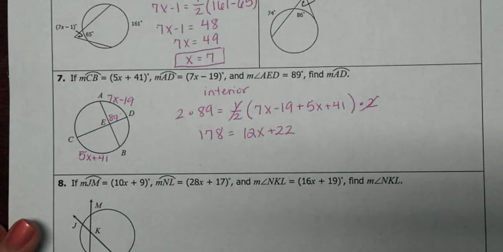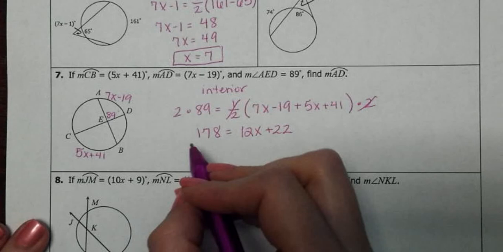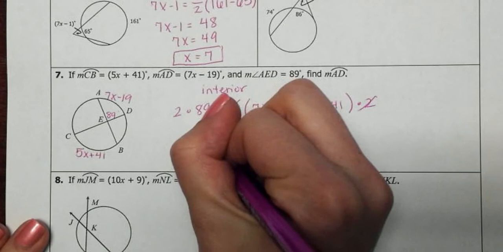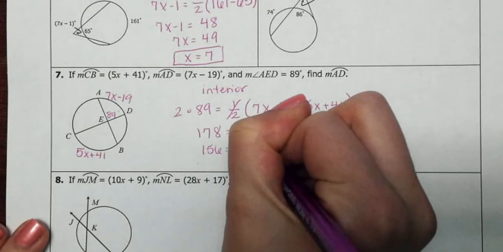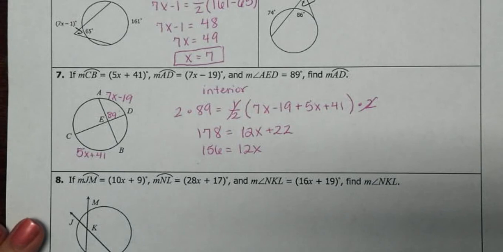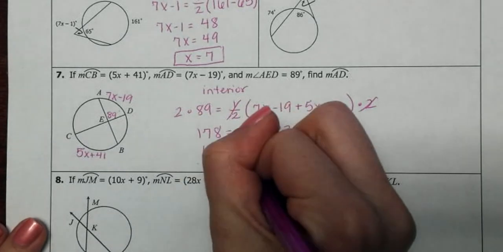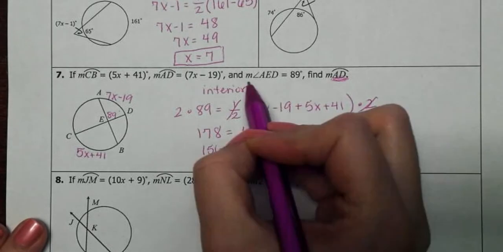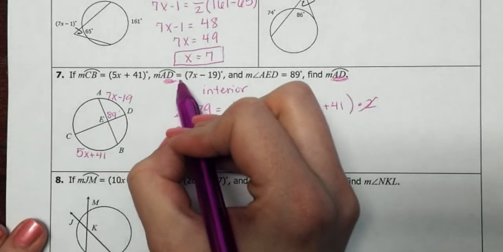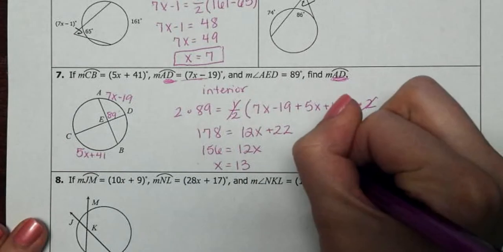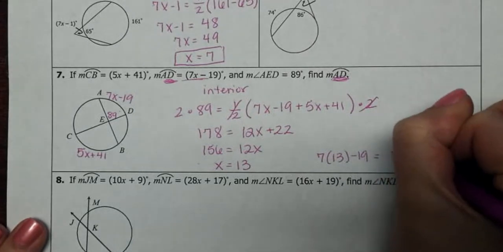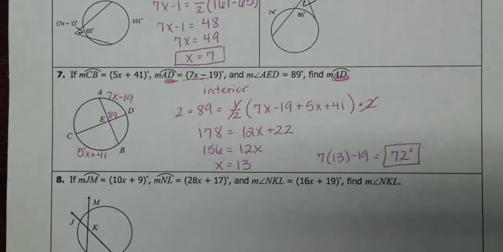So now I have an equation that I can solve. I'm going to move the 22 over by subtracting 178 minus 22. I get 156. And then my last step is to divide. So I get 13 for x. But what it wants is AD. So I'm going to plug it in to AD's equation right here. So 7 times 13 minus 19 is going to give me 72 degrees. Okay.